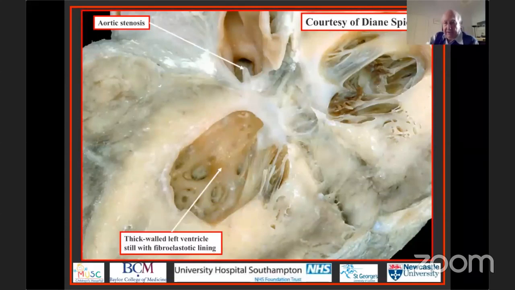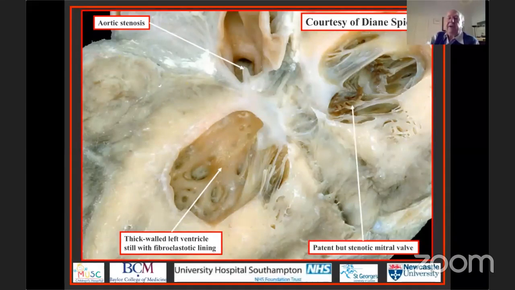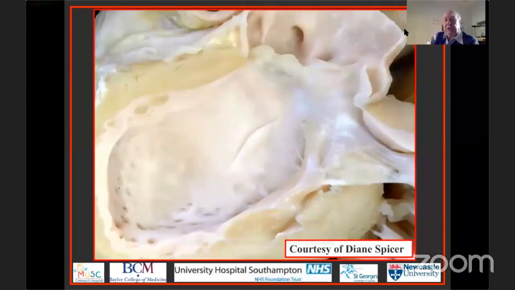But again, you see the thick-walled left ventricle has its fibroelastotic lining. And there you see the patent but stenotic mitral valve. Now, because the aorta is stenotic, once more, I am presuming the insult was a little bit later in fetal life, and so the aorta is now that much larger.